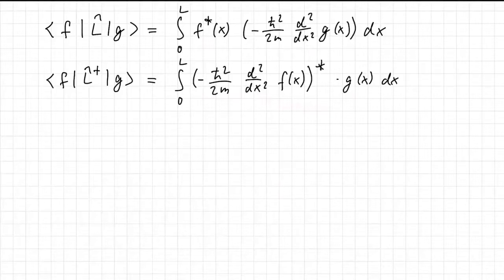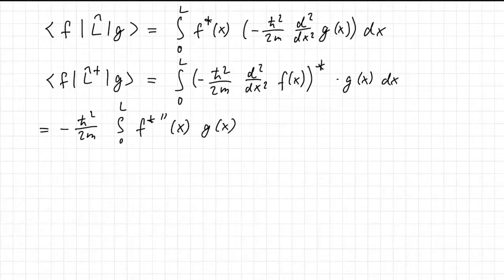So let's write this here in a little bit more compact way. This is the same as minus h squared over 2m. We can just take that out, it's just a constant, times the integral from 0 to L of f star, second derivative of x, times g of x. Taking the derivative and taking the complex conjugation, those things commute, so we can also bring that inside.